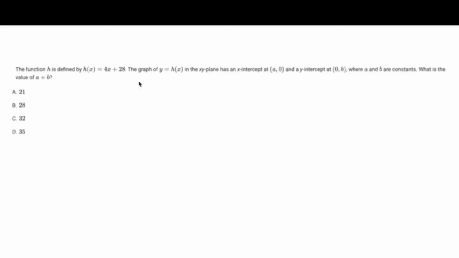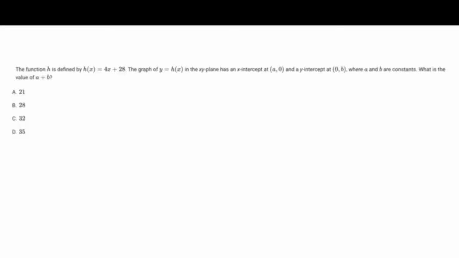The function h is defined by h of x equals 4x plus 28. The graph of y equals h of x in the xy plane has an x-intercept at (a, 0) and a y-intercept at (0, b), where a and b are constants. What is the value of a plus b? All right, so first off, you guys can just plug this equation into Desmos, find the x and y intercepts, their corresponding x and y values, and then add them together, right? But we don't want to endorse becoming reliant on Desmos, so let's just solve this algebraically for fun.